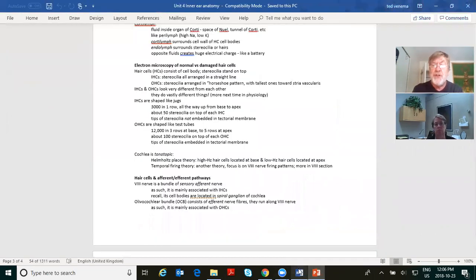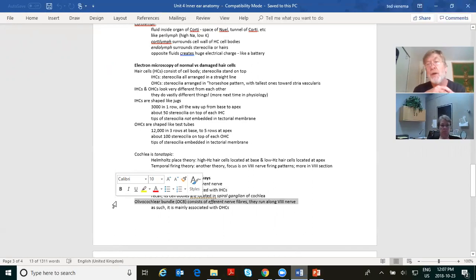Okay, back to your notes. It's a bundle of sensory afferent nerve fibers. As such, it is mainly in cahoots with the inner hair cells. Recall its cell bodies are located in the spiral ganglion of the cochlea. On the other hand, the olivocochlear bundle. Now, what do you think that might mean? The cell bodies are located in the superior olives of the brainstem that we looked at in 110 this morning.